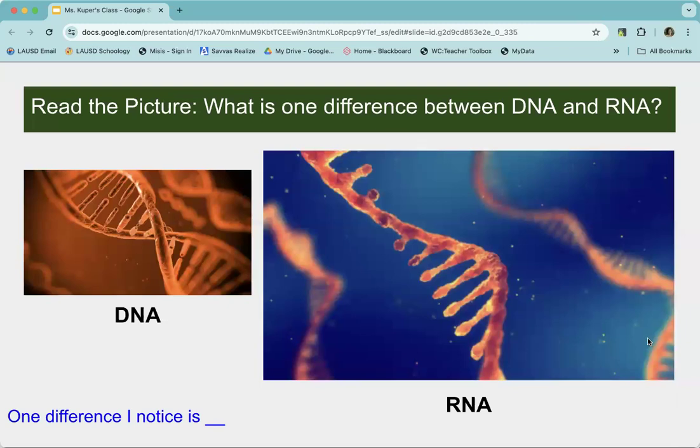So I want you guys to take a second and read this picture. On the left, you have DNA. On the right, you have RNA. In your closed notes, I want you to write down one difference you notice between the structure of DNA on the left and RNA on the right. And remember, you can pause this video and write down what you see.